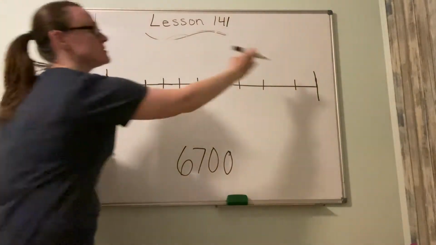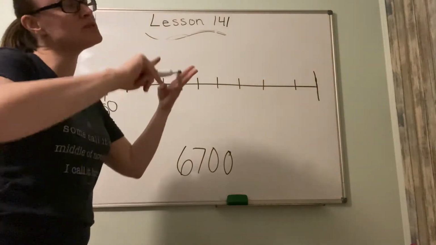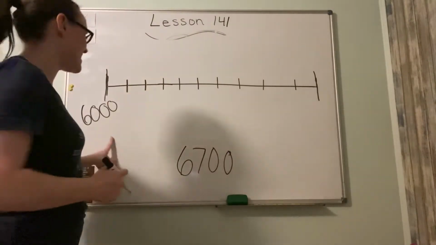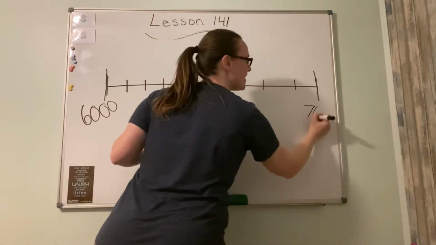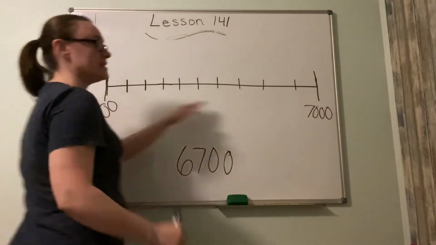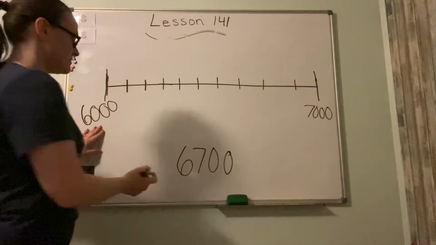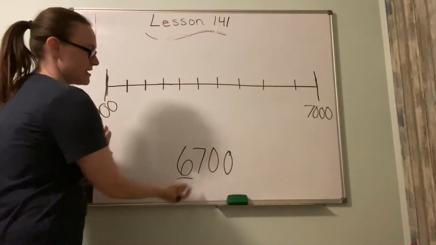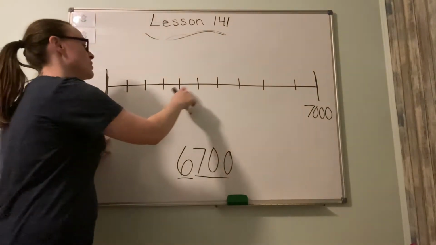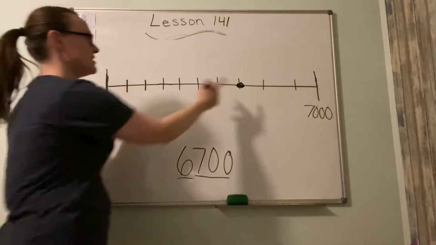Well, let's look at this. We know it's going to be between 6,000, right? Because that's where it starts. And what would our next thousand be? What comes after 6,000 when we're counting by thousands? 1,000, 2,000, 3,000, 4,000, 5,000, 6,000, 7,000, right? So it's between 6,000 and 7,000. Now let's figure out where it's going to go on the line. We have 6,000. We're starting here. Next we need 700. Well, 100, 200, 300, 400, 500, 600, 700. So there is 6,700 right here.